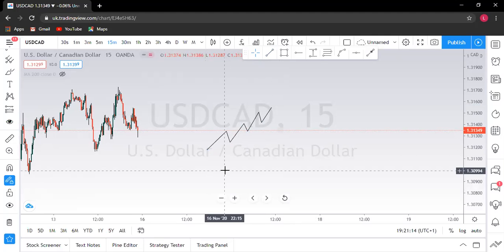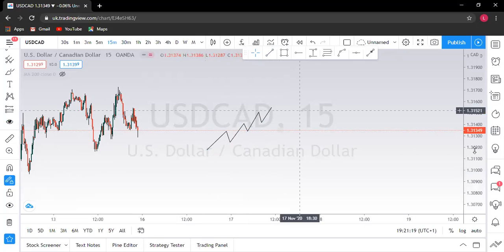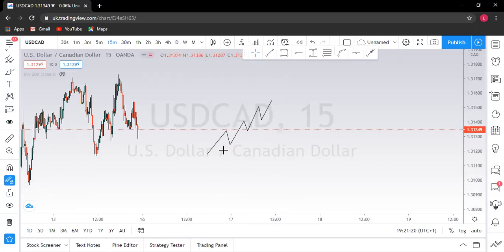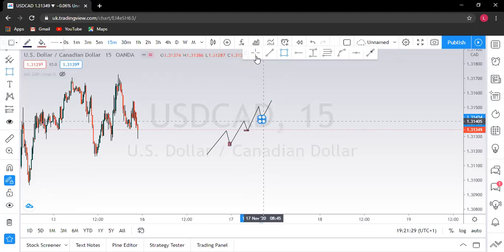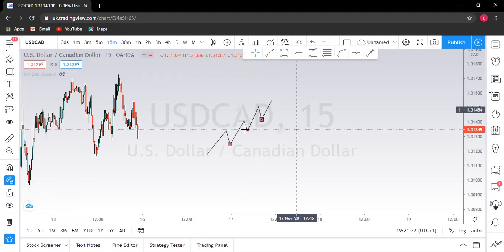Which means you need to wait for a pullback. This is a pullback. You need to wait for a pullback, or a retracement, before you can buy if you are on an upward trend. Can you see those things?